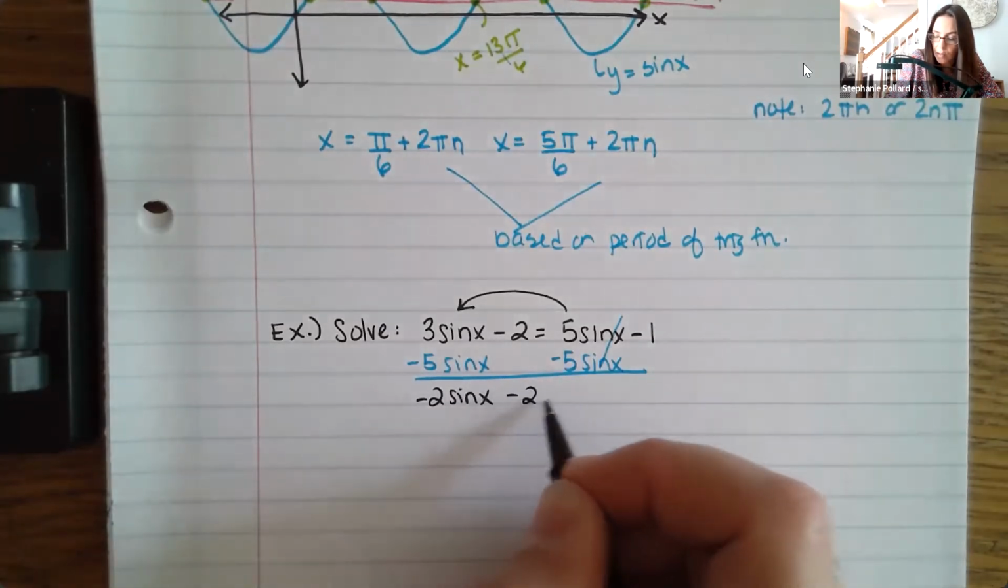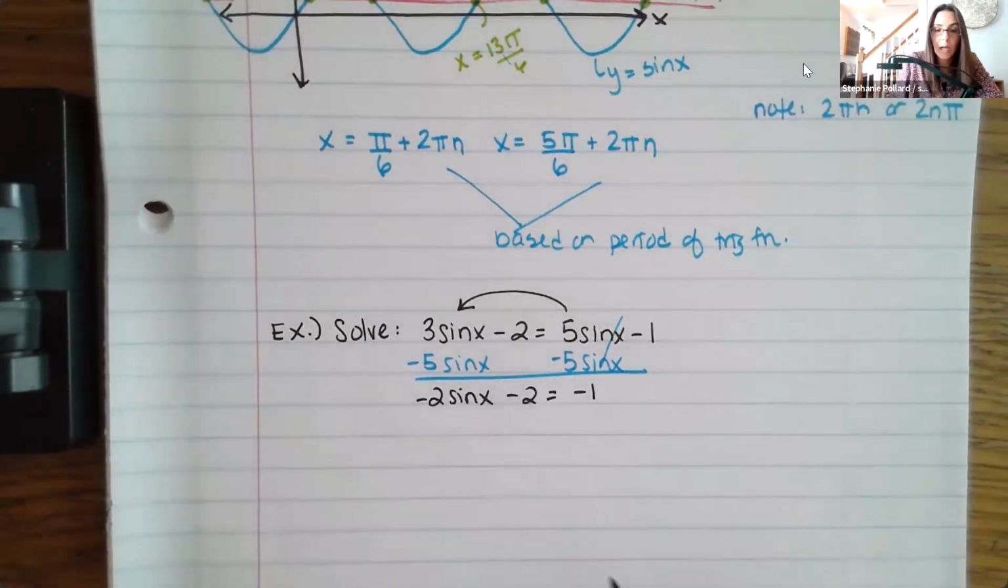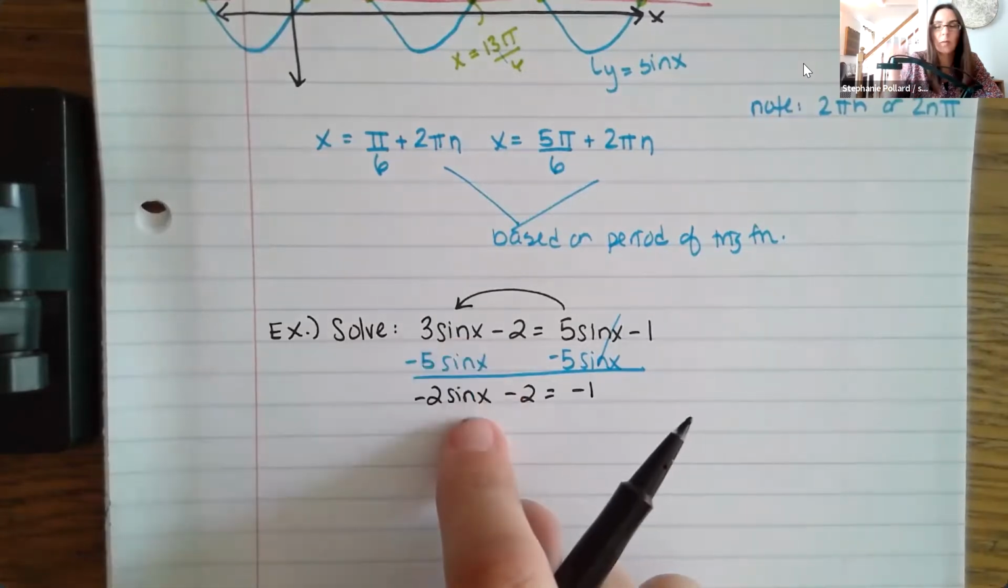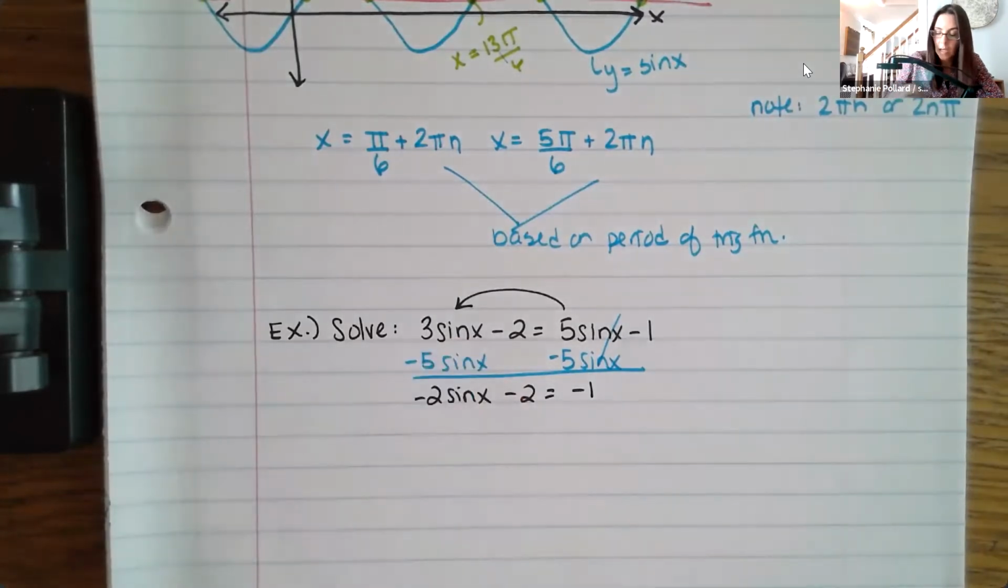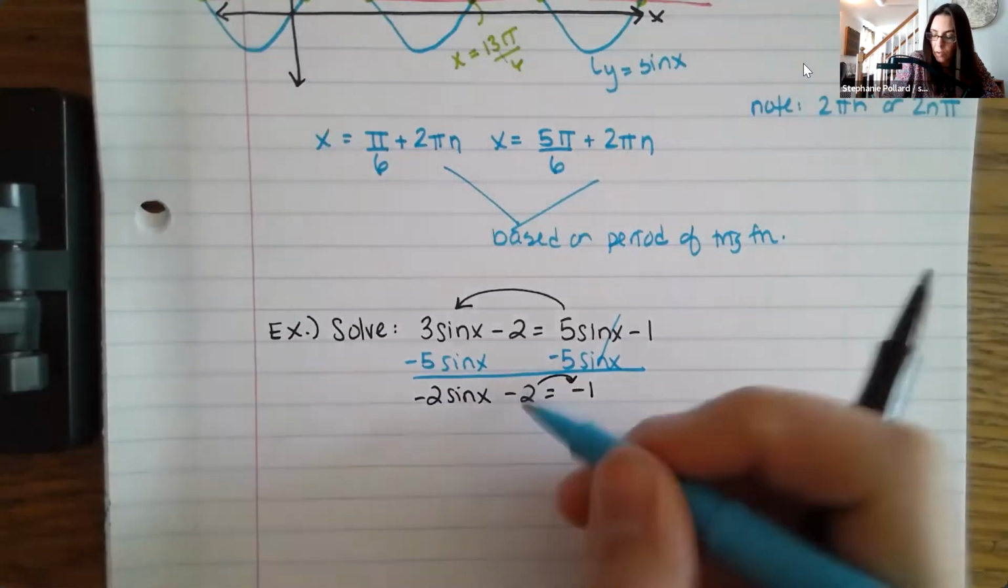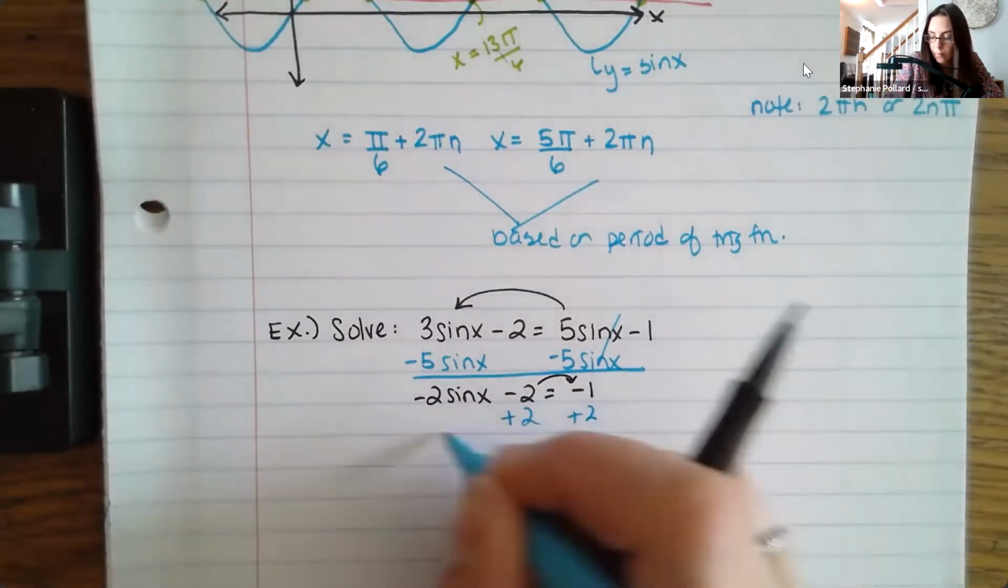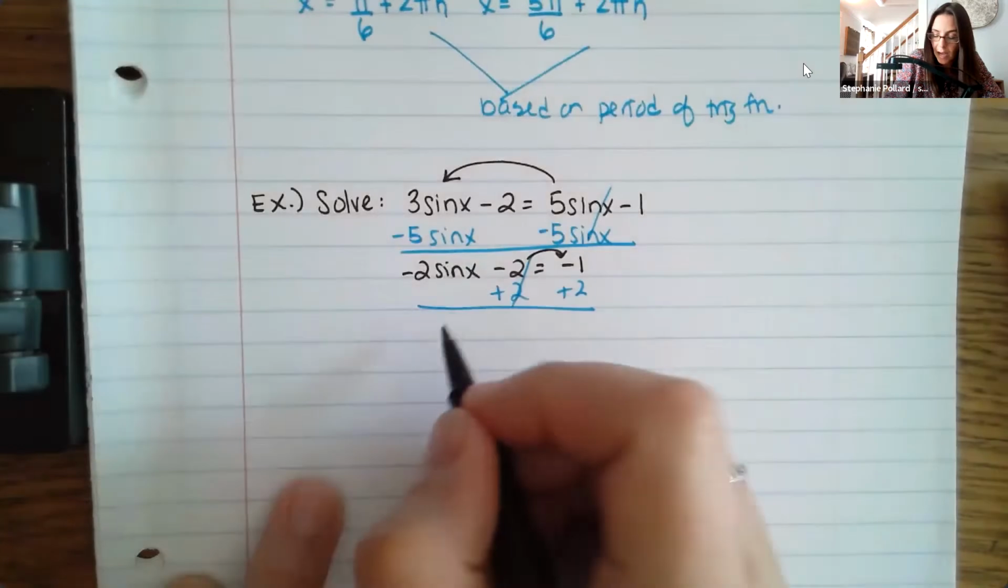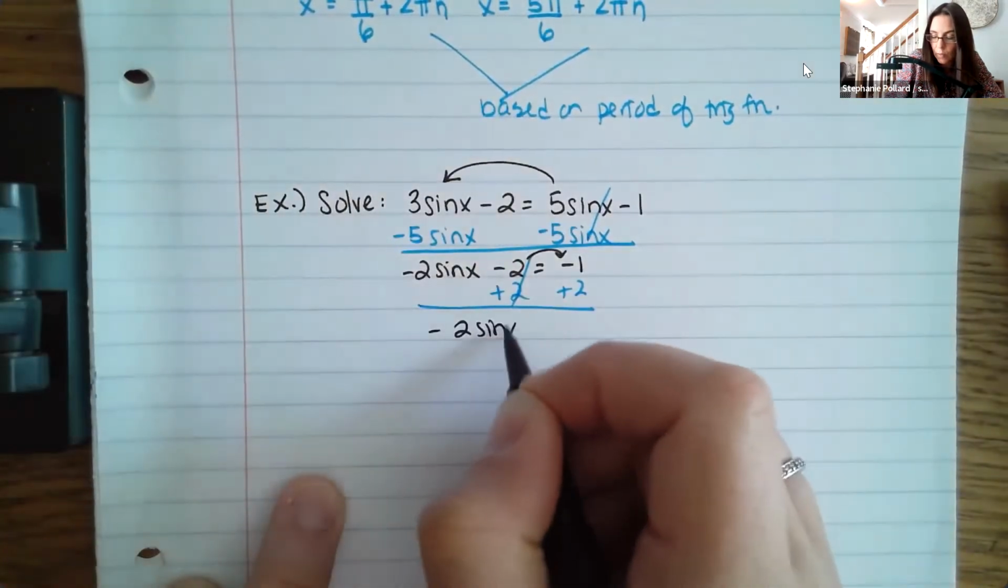So -2 sine x equals -1. Notice that I didn't actually change the sine x. I just worked with the numbers out front. And now I want to bring my numbers to the other side. So I'm going to add 2. And I have -2 sine x equals 1.